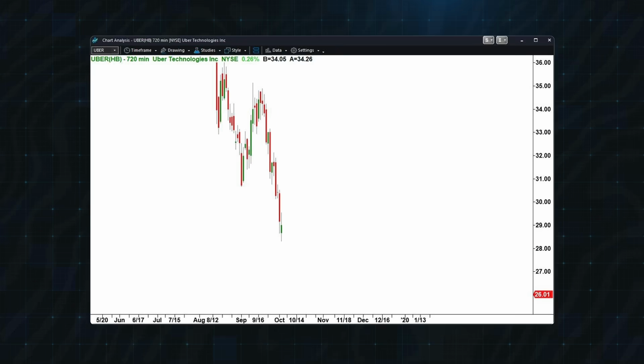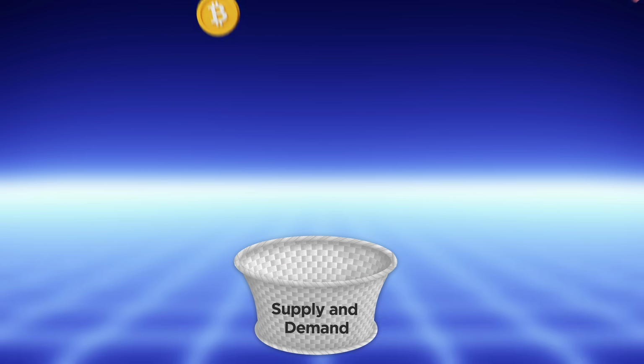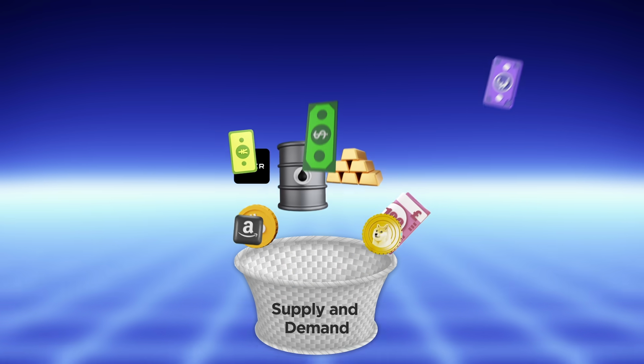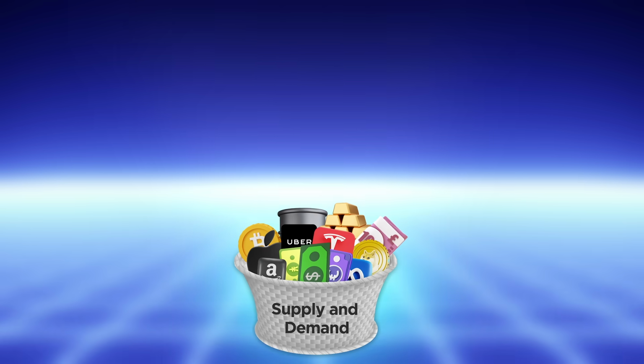Let's dive into another example really quick. We're going to explore the stock market and specifically focus on Uber. We'll be analyzing a 720-minute chart and discussing some weekly income strategies. Now, here's the exciting part. Regardless of asset class, market or securities you're interested in, the strategy remains the same. It's all about supply and demand.